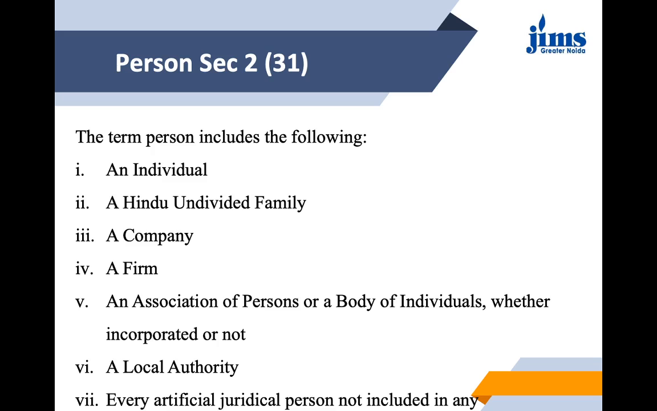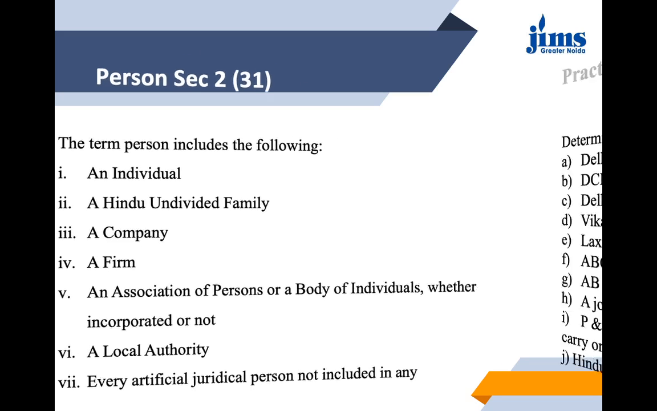Okay. Now let's move to the next, that is the local authority. Local authority, you know, the municipalities, municipal corporations and the other ones. And the last category is every juridical person not included in any of the above categories. Any person who has existence in the eyes of law and does not fall in any of the previous 6 categories will be called up in this last category and will be considered for taxation purposes.